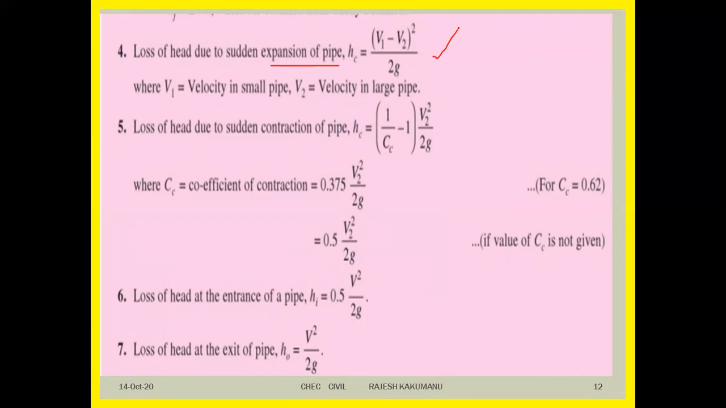Next, the loss of head due to sudden contraction. Here hc is equal to (1 by Cc minus 1) whole square V2 square by 2g, where Cc is the coefficient of contraction, which is 0.62. That is equal to 0.375 V2 square by 2g. And it is 0.5 V2 square by 2g if Cc is not given.